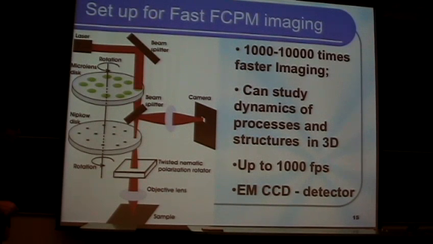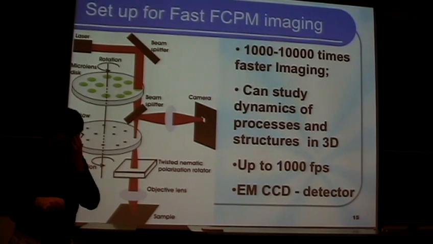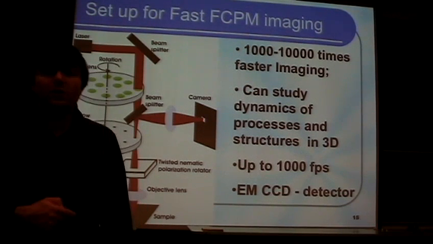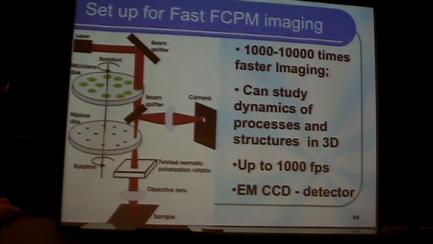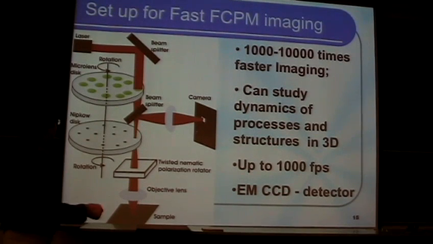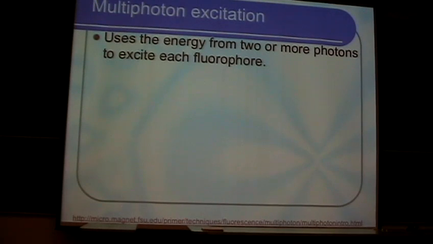So the speeds that could be achieved in principle are reaching the orders of 1,000 frames per second. In order to do this, one has to use cooled EM-CCD camera detectors, and the reason is because one needs pretty good sensitivity, since the fluorescent signals are relatively weak.